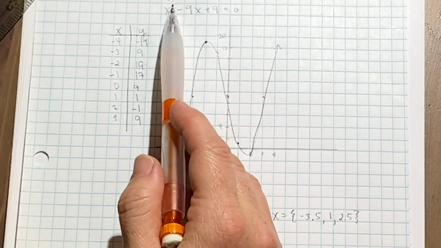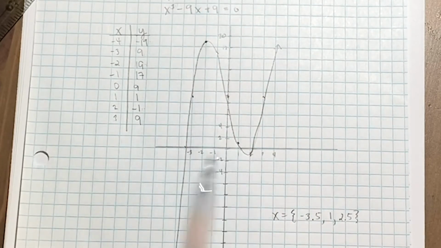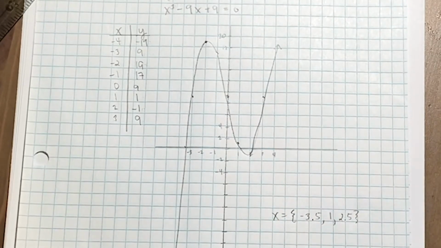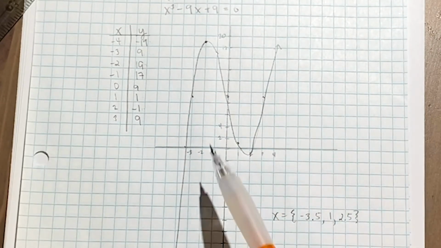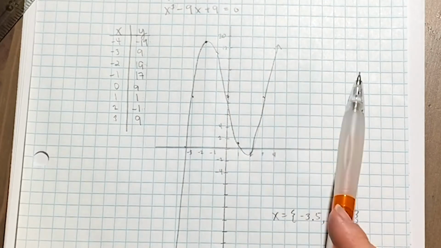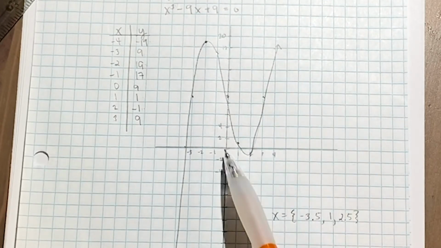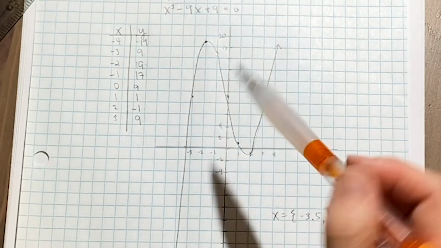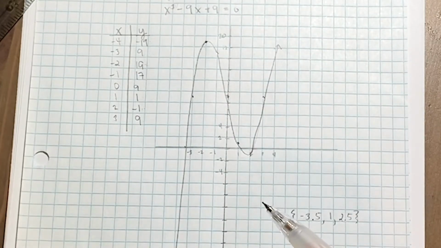This was a third degree function, and it had 3 places where it crossed the x-axis. It has 3 real solutions. Now, it's possible with a third degree function that we could have had 1 real solution and then 2 imaginary solutions. Those imaginary solutions will not show up on the x-axis. So in our case, we have 3 real solutions.